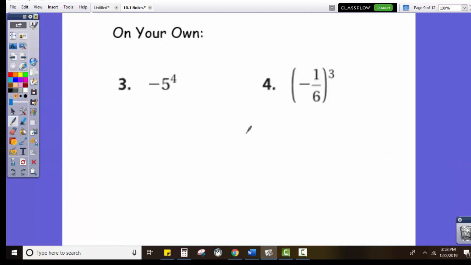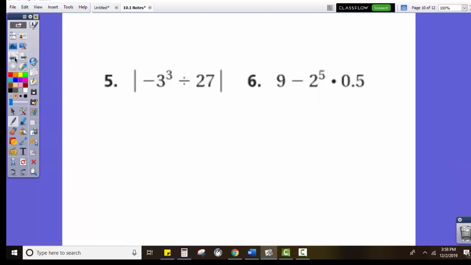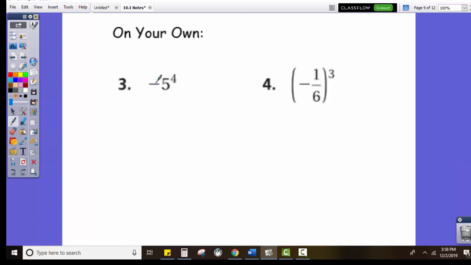Okay, the next ones, 3, 4, 5, and 6, you're going to attempt on your own. So go ahead, do 3, 4, 5, and 6. Push pause, work through those 4. When you're done, push play, and you'll be able to check your work.